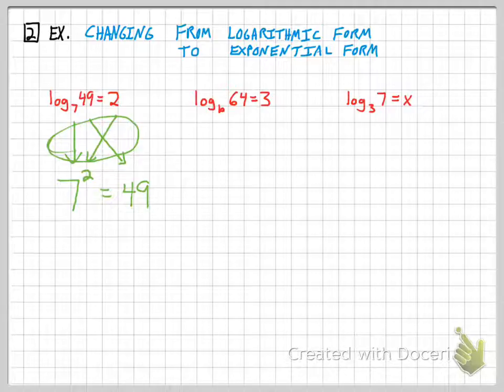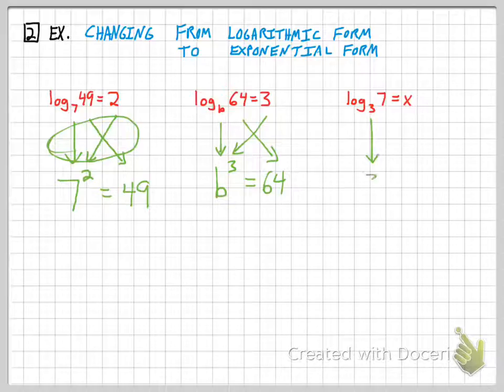Our next expression, log base b of 64 equals 3. In exponential form, my base is b, my exponent is 3, and my answer is 64. So the equivalent expression is b to the third equals 64. Log base 3 of 7 equals x: my base is 3, my exponent is x, and my answer in the exponential expression is 7. So 3 to the x equals 7 is the equivalent expression. It takes a little bit of practice, but once you get it, you can very easily change any logarithm into an exponent.